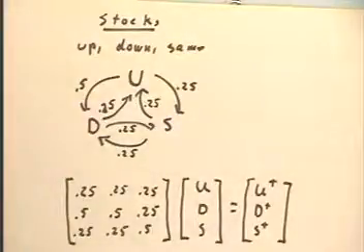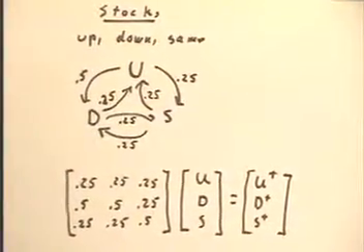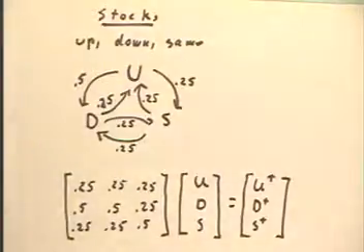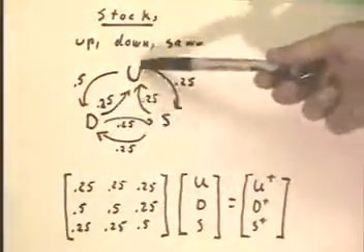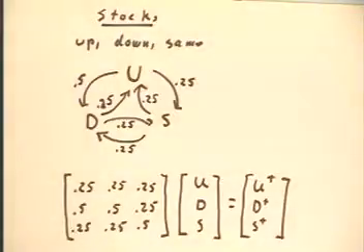Now let's look at this model of the stocks again. We're going to use U, D, and S for up, down, and the same. Instead of the P1, P1 plus and all that stuff, let's use meaningful letters like we did for sane, borderline, and demented.